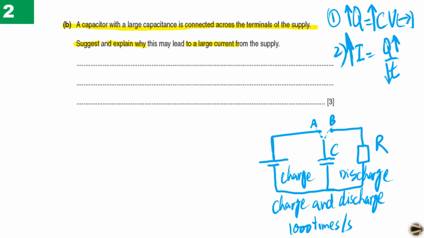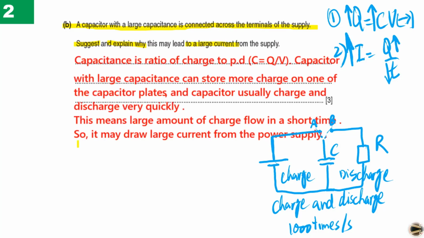Now let's try to write the final answer. So here is our final answer. Let me highlight what I have written for you. First thing I have written, capacitance is the ratio of Q over V. And second, if capacitance is large, it means it will store more charge. And next thing I have explained to you, a capacitor can charge and discharge very quickly. It means a large amount of charge in a very short time. So it means there is a large current from the power supply. So that's all. This is what we need to answer.